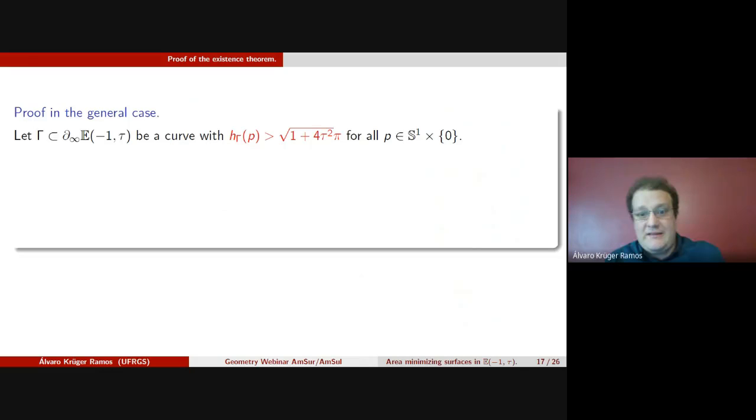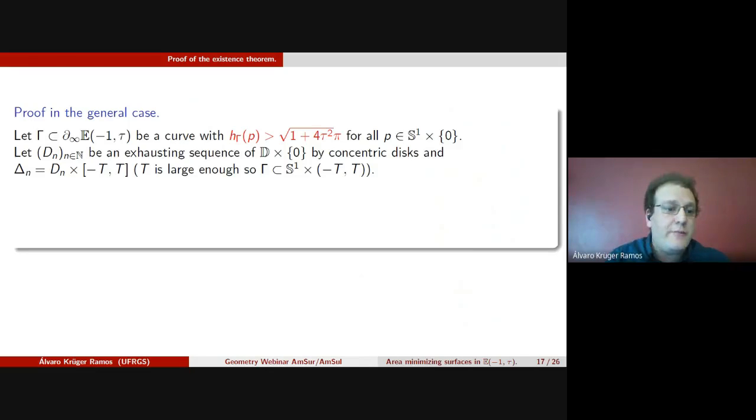Let gamma be a curve as stated, and first I will build these domains, delta n. We take this exhausting sequence of disks in D cross 0 by concentric disks, all centered at the origin. For some reason, which I will explain later, it's important to have the center of these disks on the origin. So we take this sequence of disks, which exhaust the disk D times 0, and you make these cylinders.